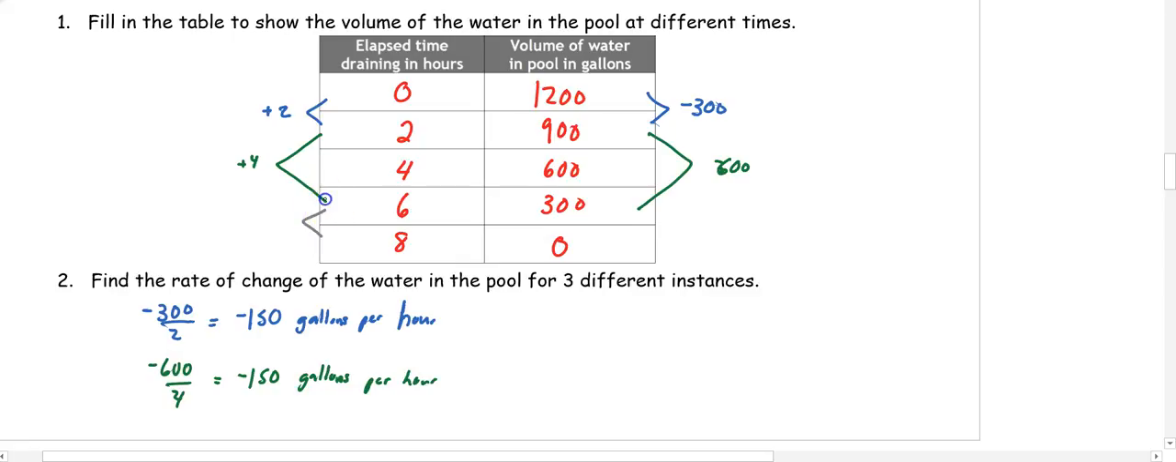And we're going to pick one more point. So let's pick 6 to 8 and 300 to 0. So minus 300 and plus 2. Negative 300 over 2 is equal to negative 150 gallons per hour.